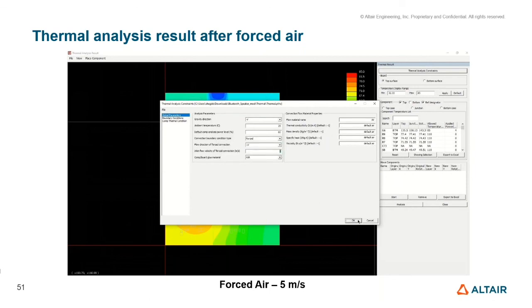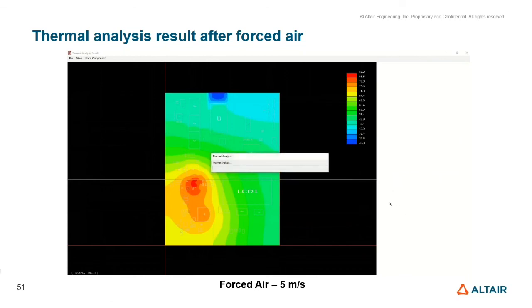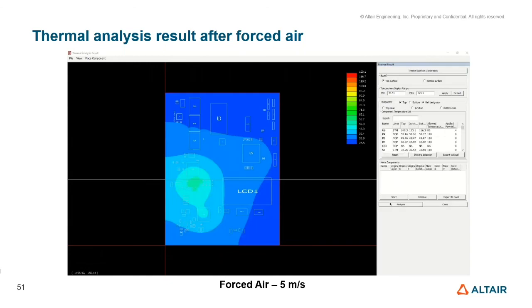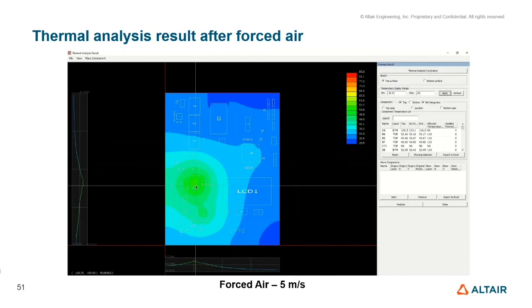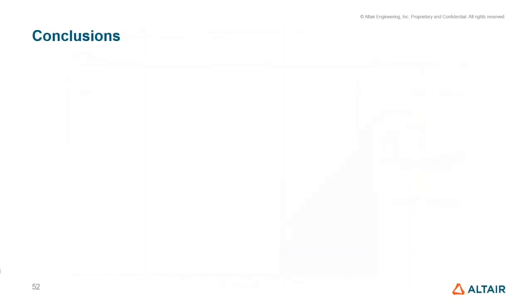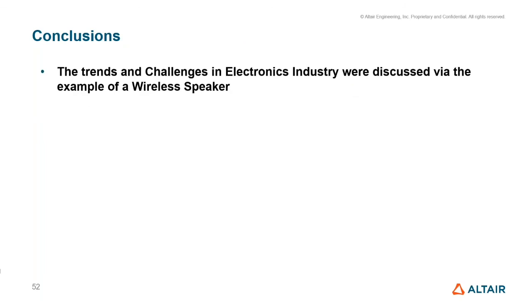And now, after doing this, we run the analysis and then adjust the scale. And there you go. Now we'll just readjust the scale to match the previous result. And here we can see when we introduce forced air convection of 5 meters per second airflow, we clearly see the entire board is relatively cooler. And the maximum temperature has come down from 85 degrees, when it was in the previous case without any air convection, to 55 degrees max.